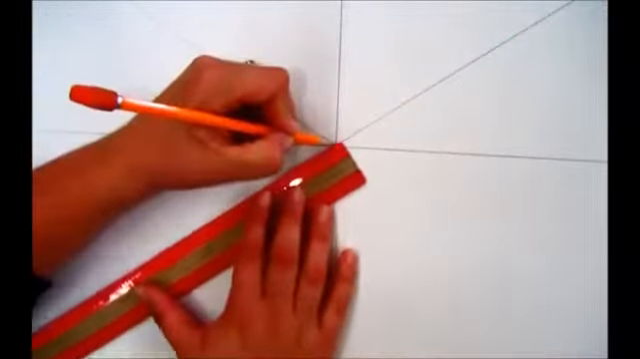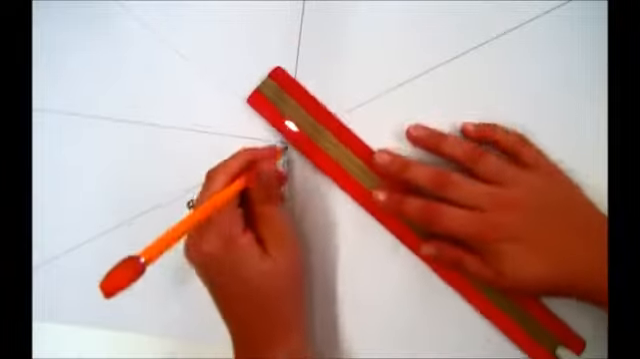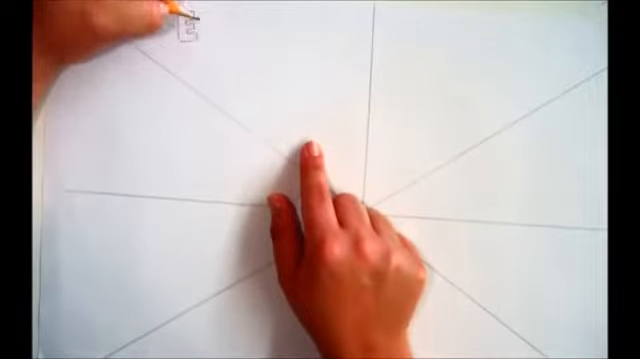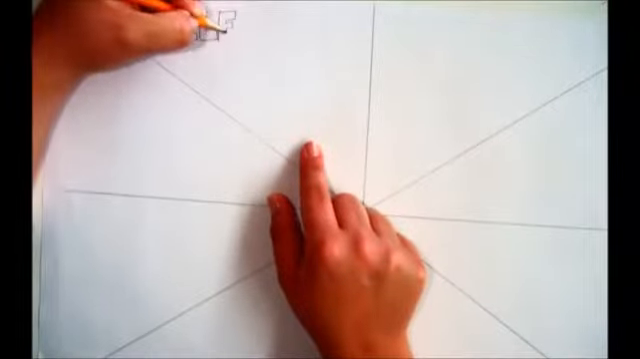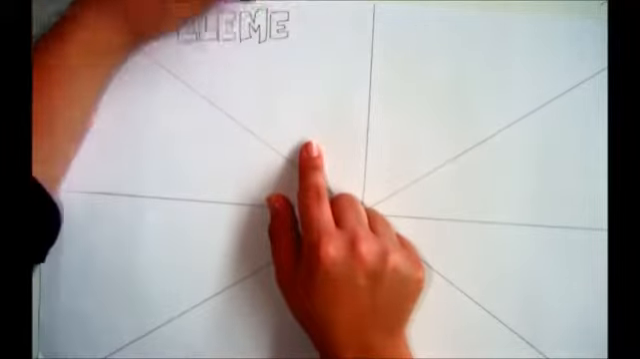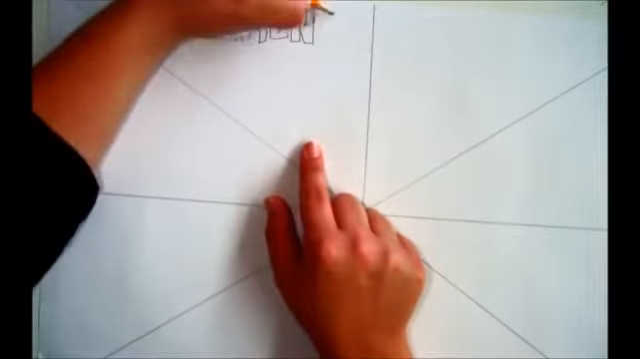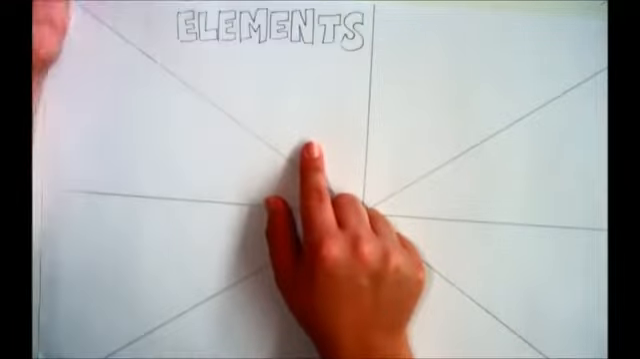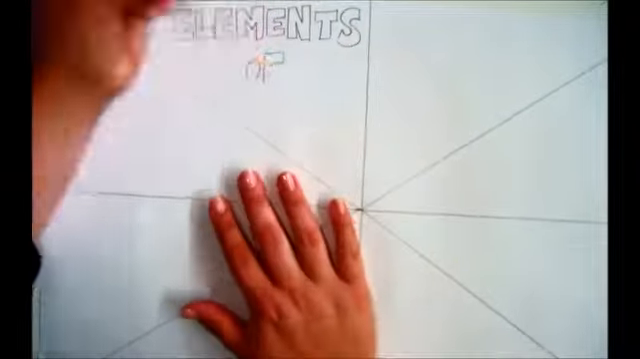As you can see, I'm doing here, to create 8 equal sections. In the upper left-hand section, label it Elements of Art. Try to use block letters or bubble letters if you can.